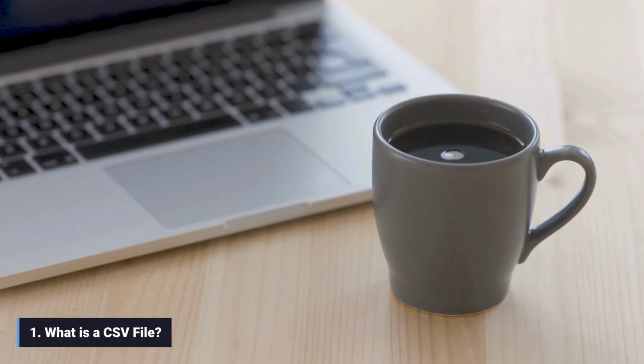1. What is a CSV file? A CSV file is a plain text file that stores tabular data. Each line in the file represents a data record, and each field, or column value, in the record is separated by a comma or another delimiter. This format is simple, universally compatible with most data tools, and highly efficient for storing large datasets.